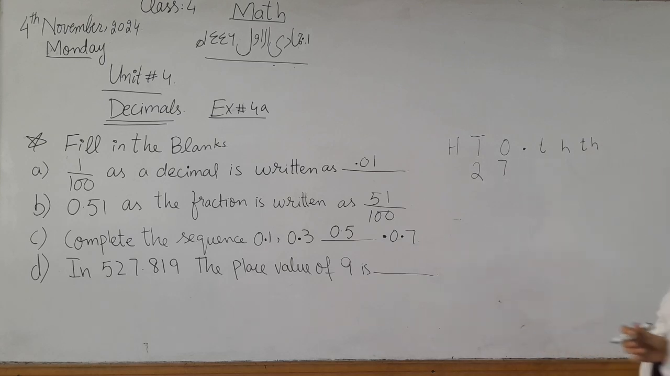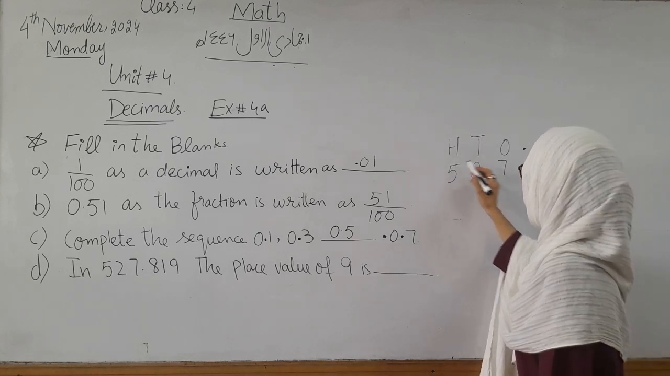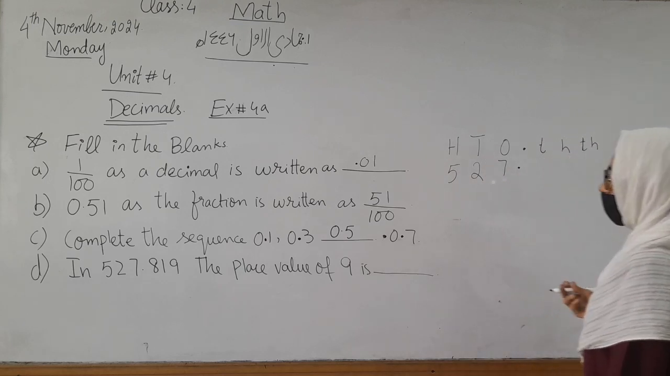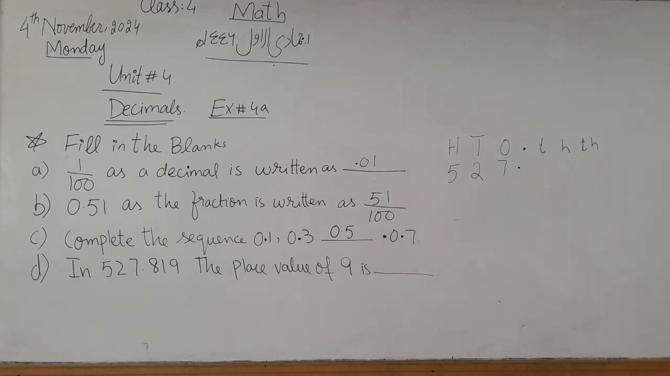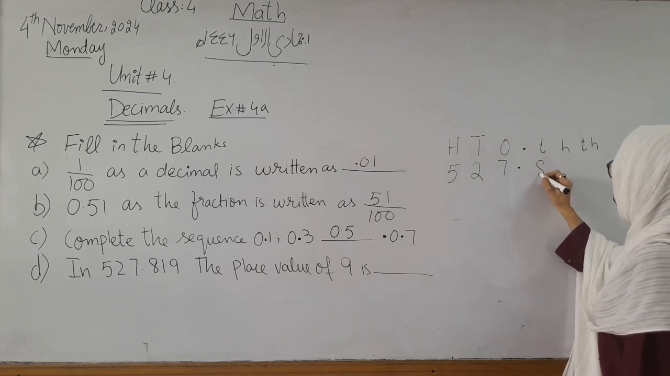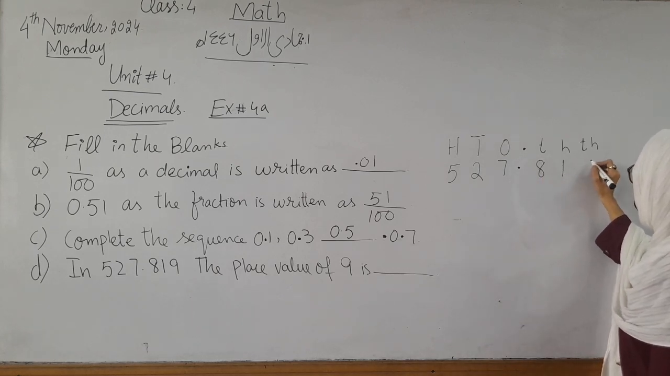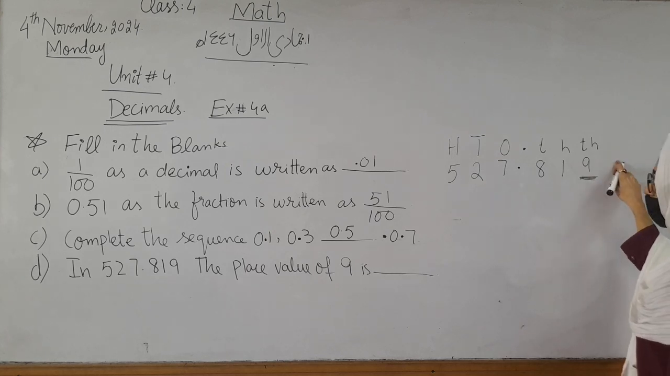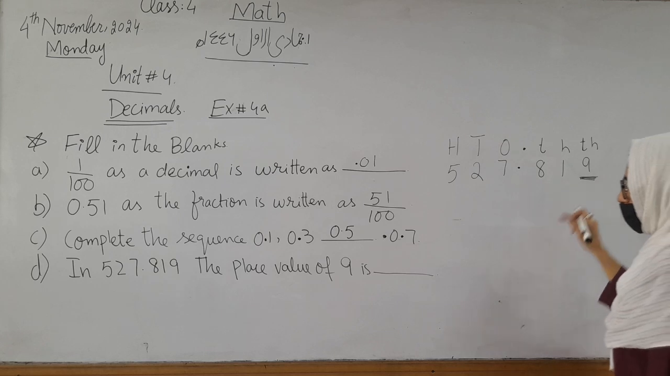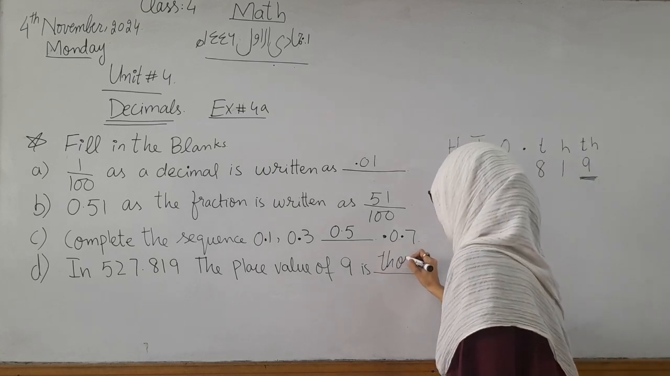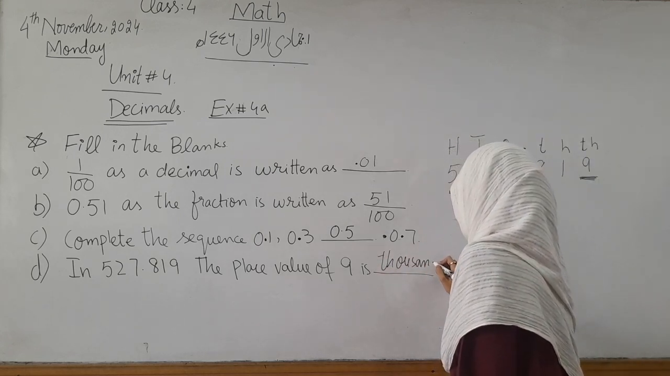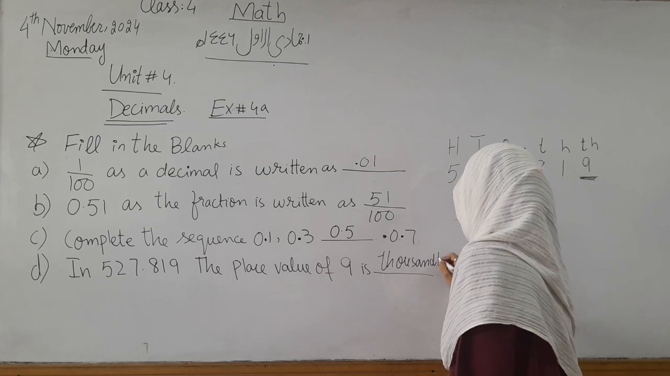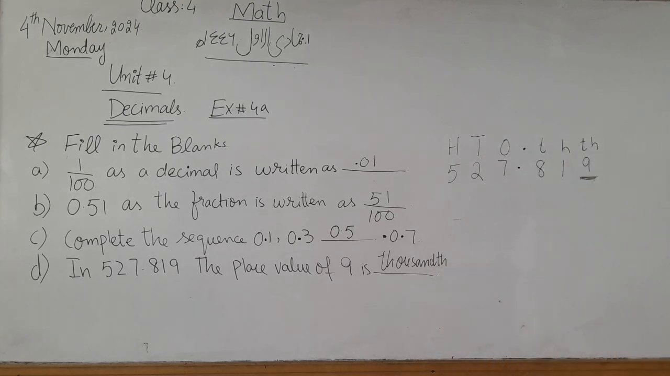7. Very good. And tell me class, what is in the place of hundreds? Very good. 5. Now after the point, tell me which value is in the place of tens? 8. Very good. Hundredths, 1 and thousandths, 9. So what is the place value of 9 in the place value table? Thousandth. This is the thousandth value in the place value chart.